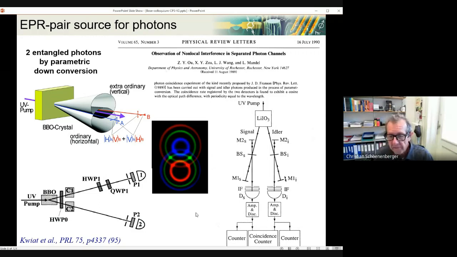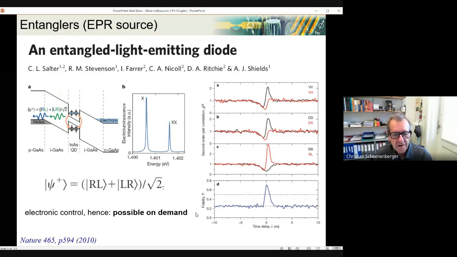But there are many more. So you can also use semiconductors, for example, in this work, where there's a quantum well used, and the biexciton can decay, in this case, into two photons, which are also polarization entangled.